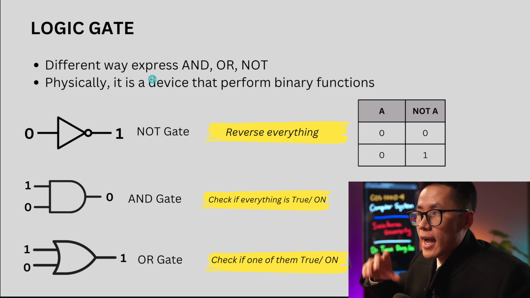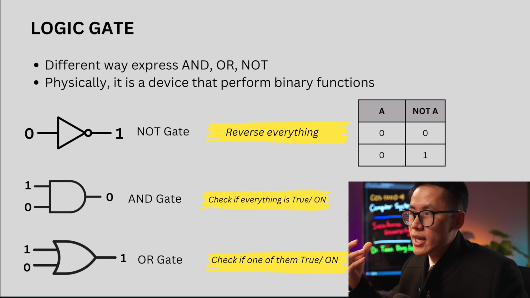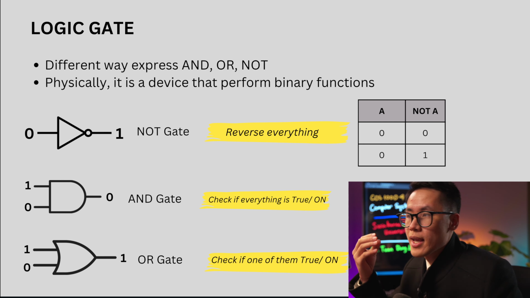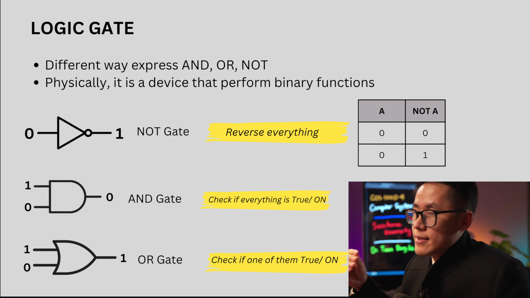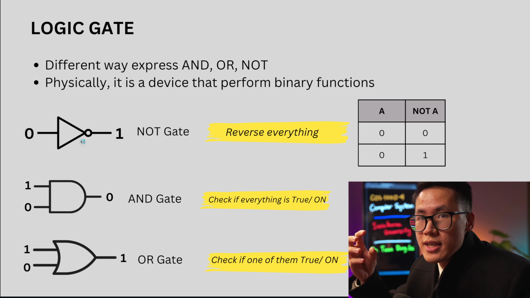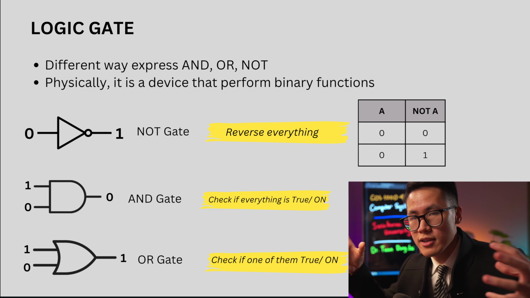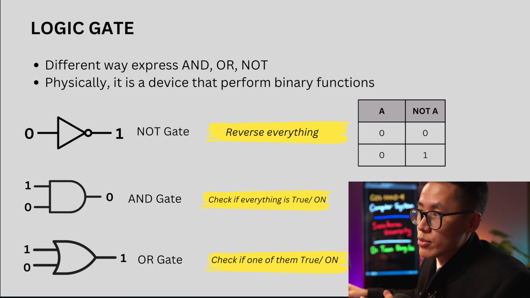Instead of writing A and B, or A or B, or not A, or not B, you can represent that using symbols. The symbols that we are using here are called gates. Why do we use gates? Because it's easier to see and easier to represent when the logic is complicated and we have many variables.